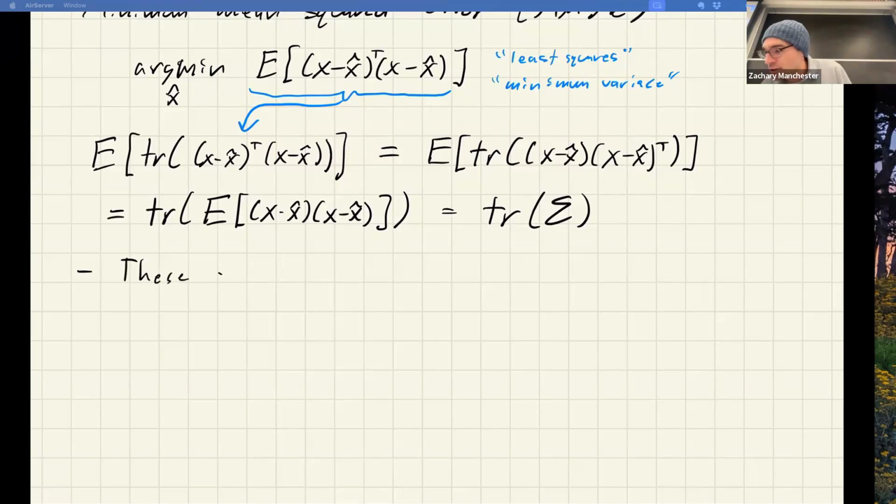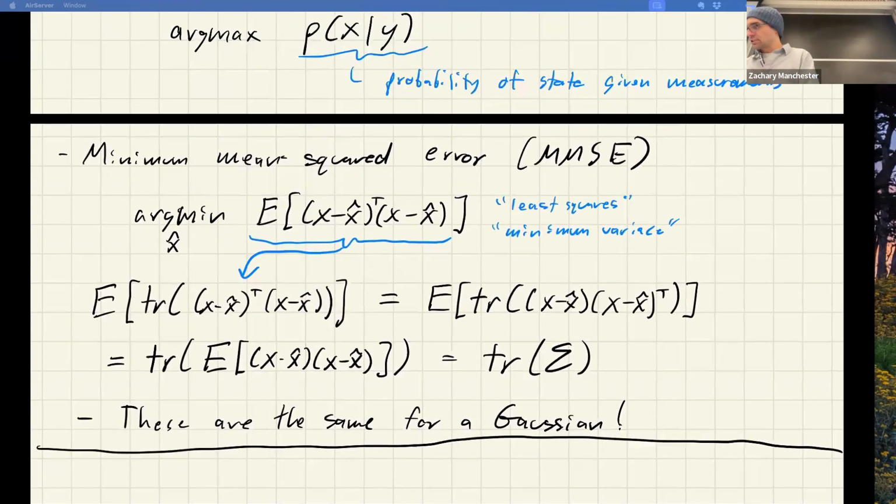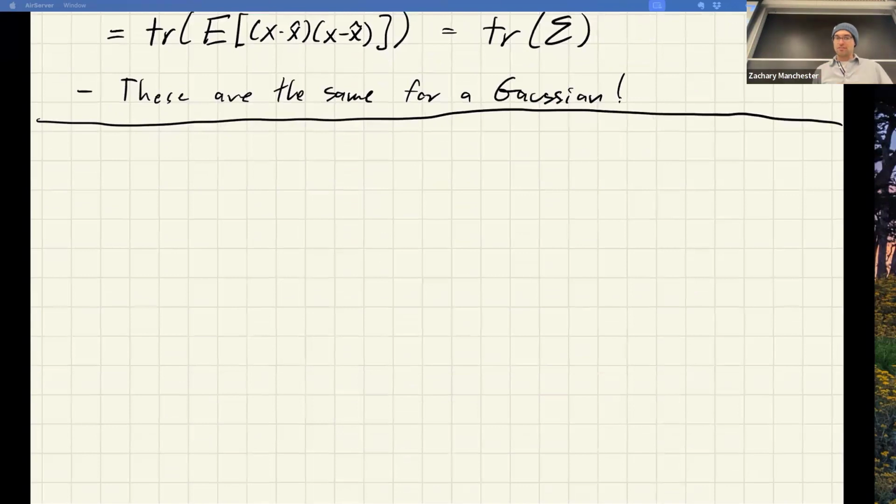And lastly, these are the same for a Gaussian. Okay, so that's a nice little intro. Now what we're going to do is leverage some of these ideas and go through a derivation for the Kalman filter, which is the optimal linear state estimator. In this LQG context, you've got linear dynamics, Gaussian noise on everything. We're going to go through and find the optimal state estimator. It is called the Kalman filter. You've all heard of this before. So let's do it.